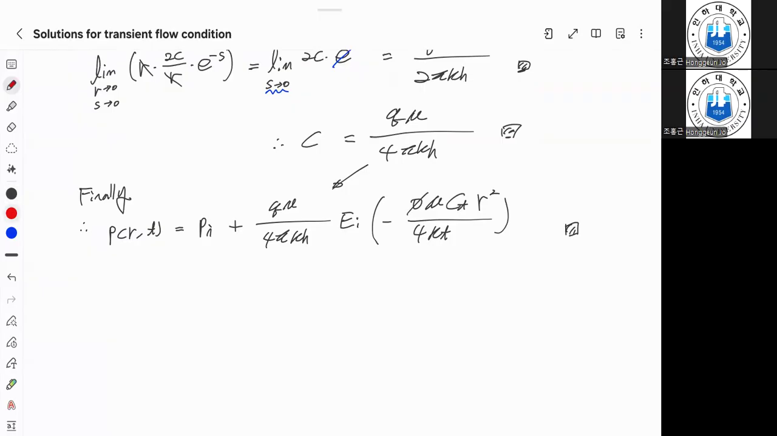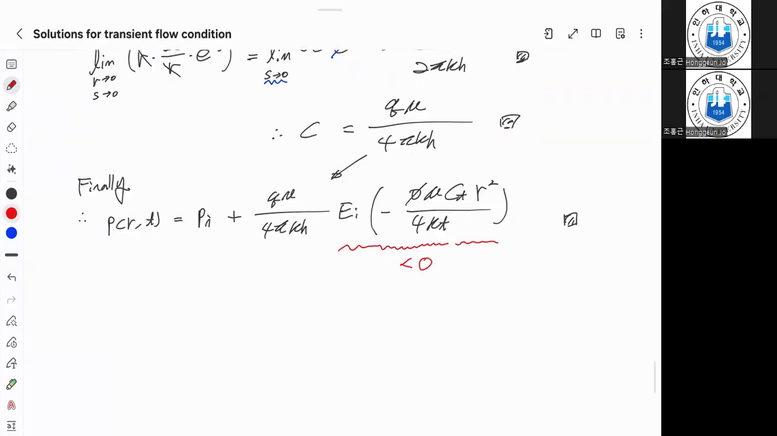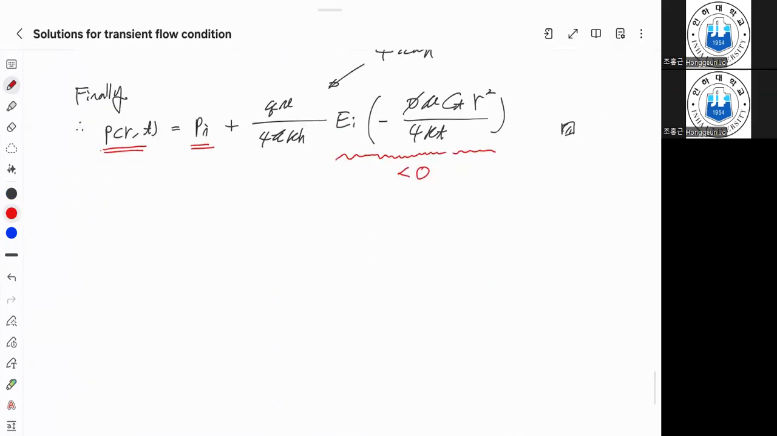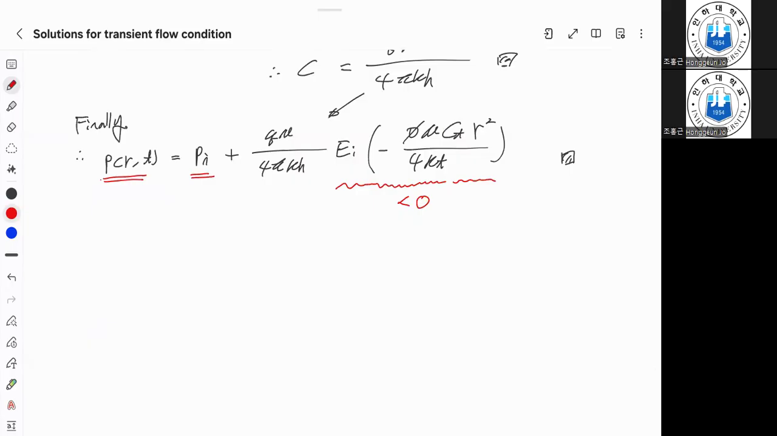And typically the exponential integral function here is lower than 0. So meaning as time increases, the P is always lower than the PI. That makes sense, right? If the Q is positive, we are producing the fluid, so when we take the fluid from the subsurface, then the pressure will be deflated. It will be decreasing. That's the whole point. And this is a very generalized form of the solution.